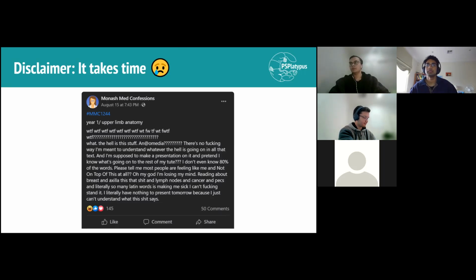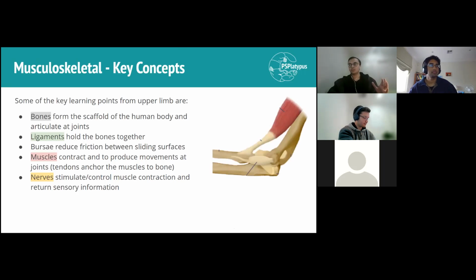With that being said though, let's talk about the basic concepts from our upper limb topic and bring them into our lower limb content as well. So some things you got to keep in mind are that first of all, your bones are going to be the scaffold of your human body. They're going to be the base structure which everything is built off of, right? So just keep in mind that the deepest structure usually in your upper limb and lower limb is going to be your bones, and they form joints where they articulate.